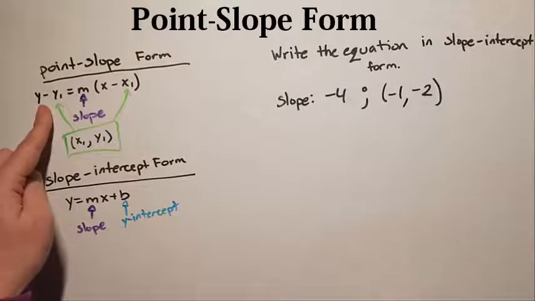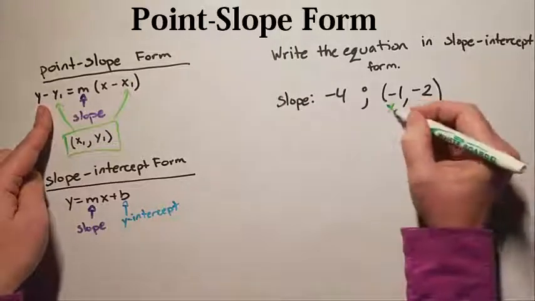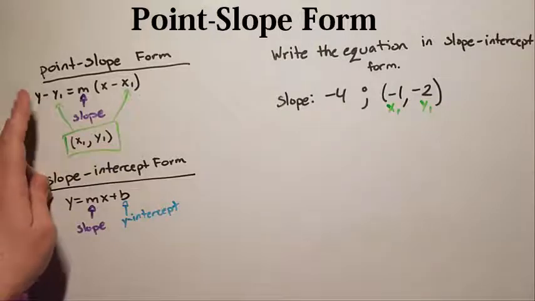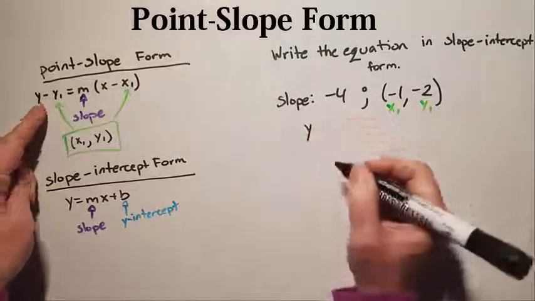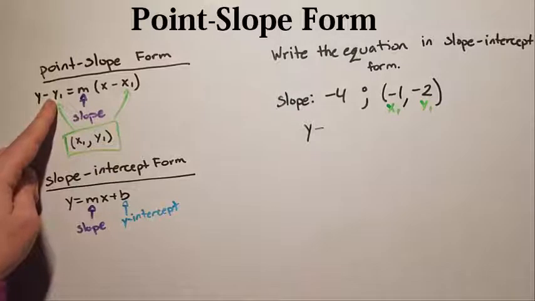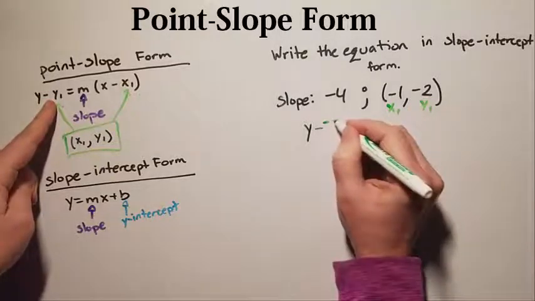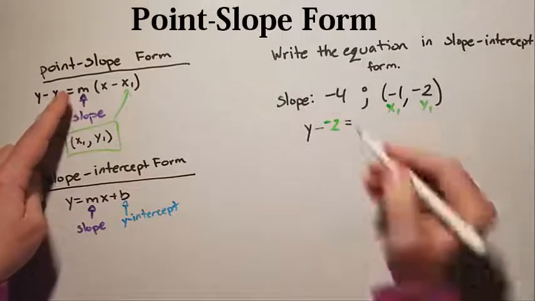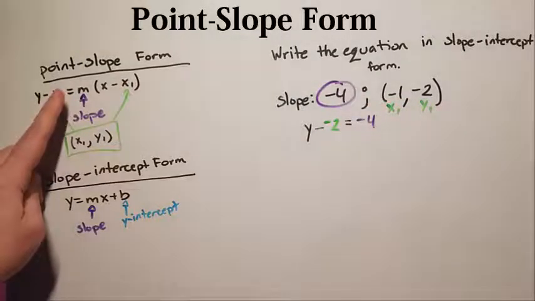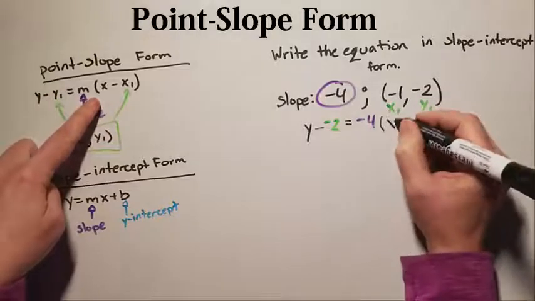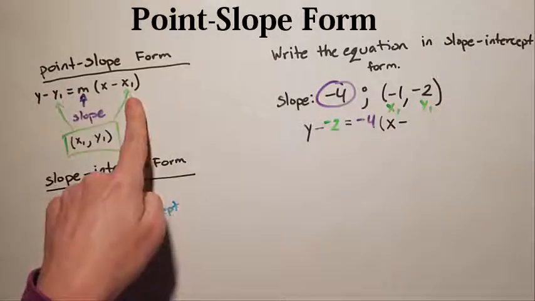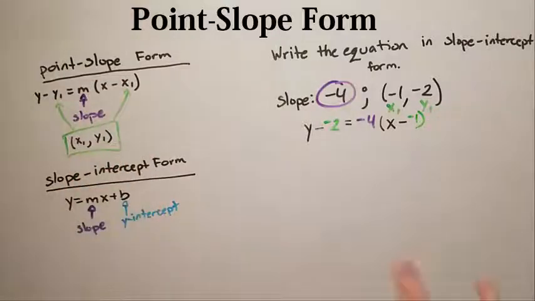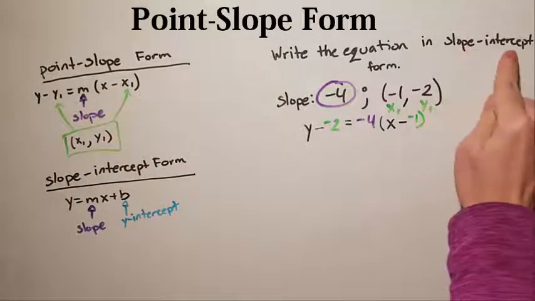So point-slope form means we need to identify our point, x1, y1, and we already have a slope, so we're good to go. So point-slope form is y minus, I need my y1. My y1 is a negative 2. The rule says equals, I need my slope. My slope is a negative 4. The rule is parenthesis x minus, I needed my x1. My x1 is a negative 1. So this is point-slope form, but I wanted slope-intercept form.